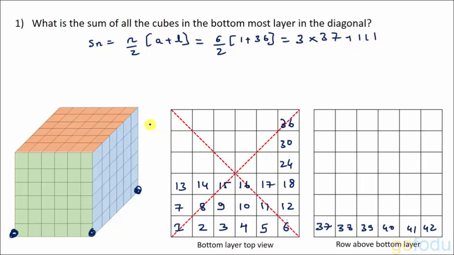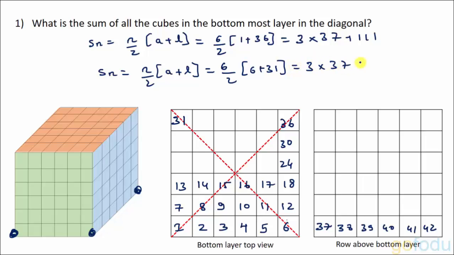Now for the second diagonal, the value of this cube will be 36 minus 5, that is 31. So Sn will be equal to n by 2 again (a plus L), which is 6 by 2 into (6 plus 31), which is equal to 3 into 37 again. This also gives us 111. So no matter which diagonal we are considering, the sum will remain the same in both cases. So the answer for this question will be 111.